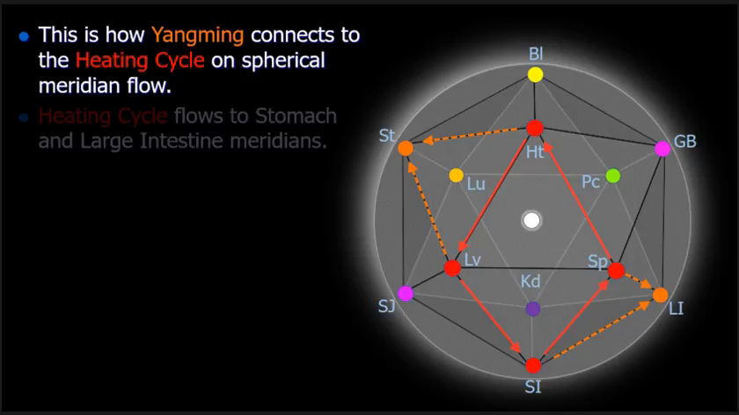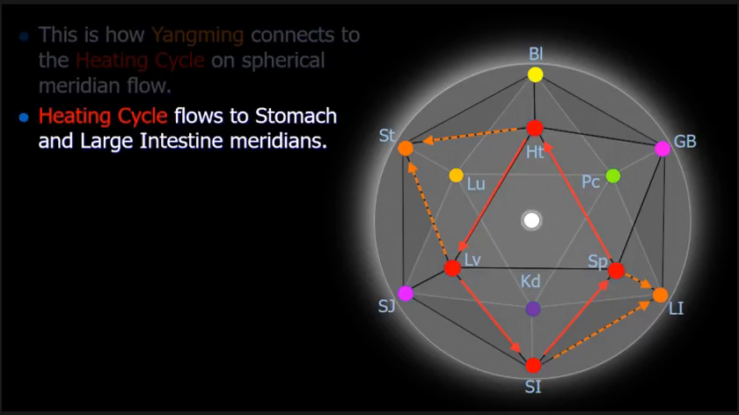So you see once again in red the heating cycle, and then off to the side you see the orange dashed arrows going to the stomach and to the large intestine. So in the spherical space you have this chi concentration in the red area, and that chi can flow off through the stomach and large intestine in a normal pattern. And that's how the heat would normally balance out and start to flow to other parts of the sphere, to other meridians. Now the heating cycle flows to the stomach and large intestine meridians.